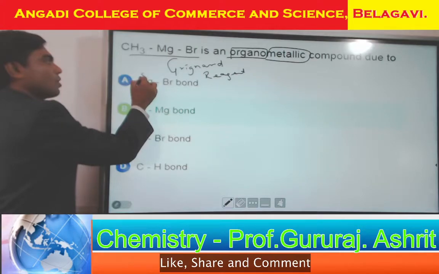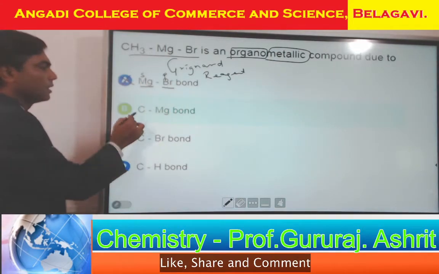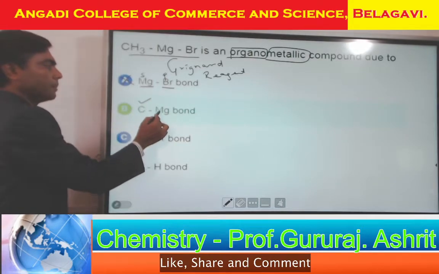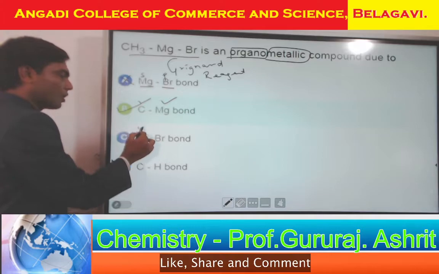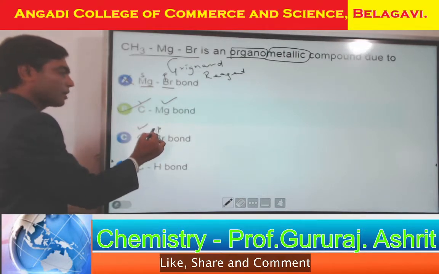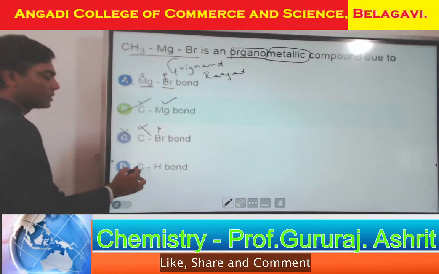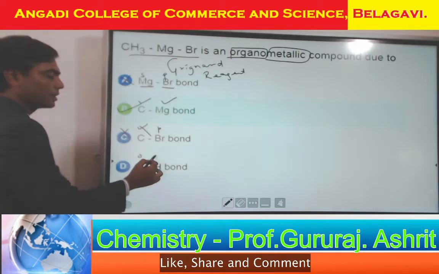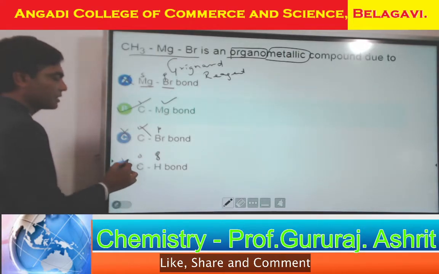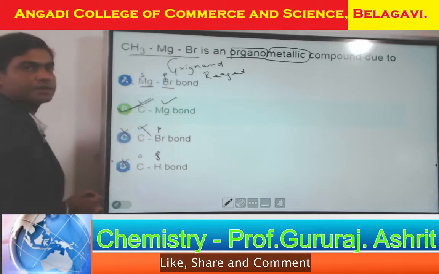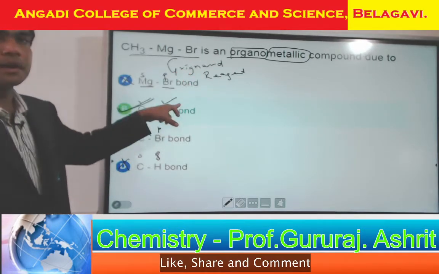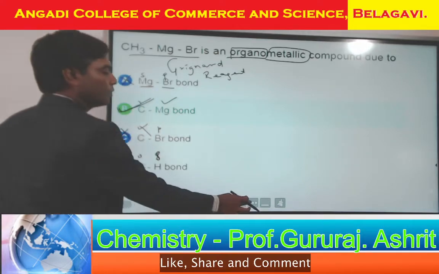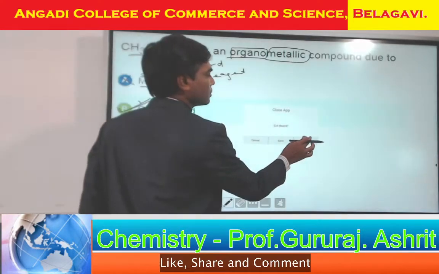He has given some answers here. Mg, s-block element; Br, p-block element: answer wrong. C, organic compound; Mg, s-block element: answer is correct. C, organic compound; Br, p-block element: answer is wrong. C, organic compound; H, s-block element: answer is wrong. Therefore, the right answer is C–Mg bond. Organic compound and metal compound, it becomes an organometallic compound. Okay.